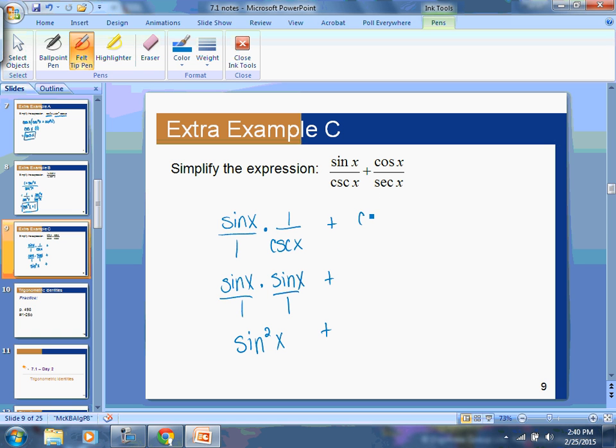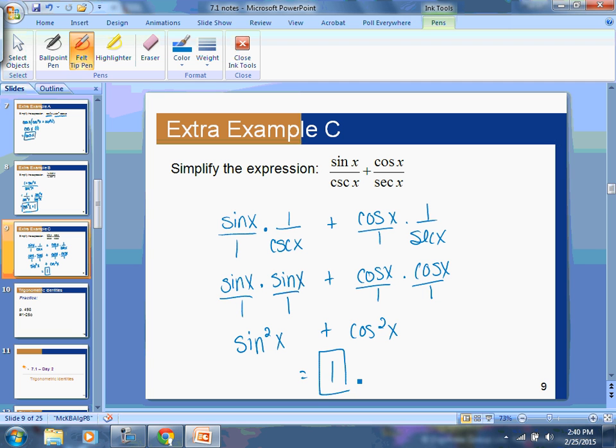If I broke it apart, I would have a numerator piece and a denominator piece. Now cosine is fine. I don't mind cosine. And 1 over secant, that's really cosine. And now cosine times cosine is cosine squared x. And now I know sine squared x plus cosine squared x, that equals 1. That's one of my Pythagorean identities.